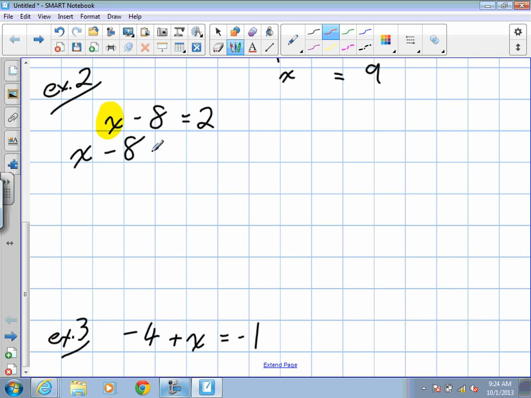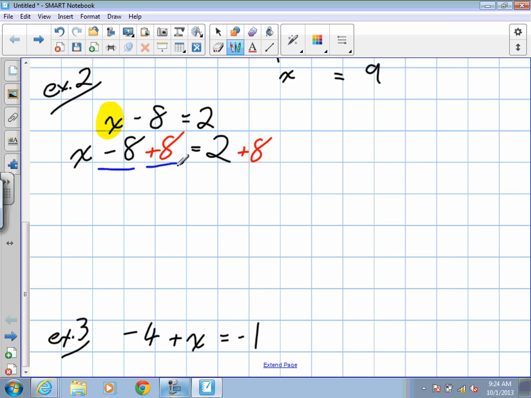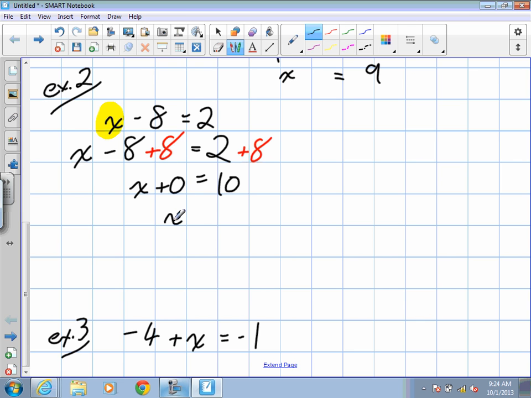And remember, whatever we do to the one side, we must do to the other. In this case, the negative and positive 8 create a 0. And 2 and 8 create 10, and x plus 0 is just x. So x is equal to 10.